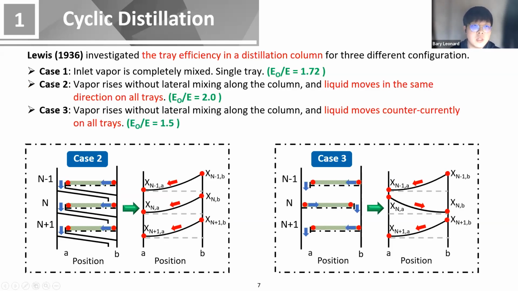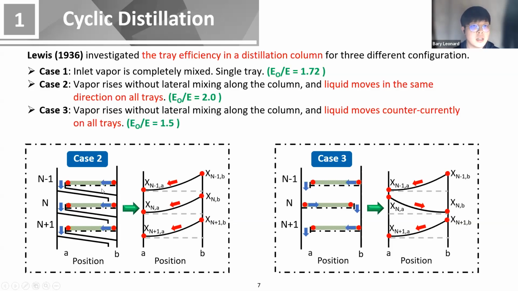Back to Lewis, these are the three cases that Lewis introduced back in 1936. The first case is actually a single tray, which we can just assume is a flash tank. It has a ratio between the overall Murphy efficiency and the point Murphy efficiency of 1.72. And case 3 here, which is just the conventional distillation, has the efficiency ratio of 1.5. Interestingly, case 2, which is pretty much similar to cyclic distillation, can have the efficiency ratio of 2, which is the highest among all three.